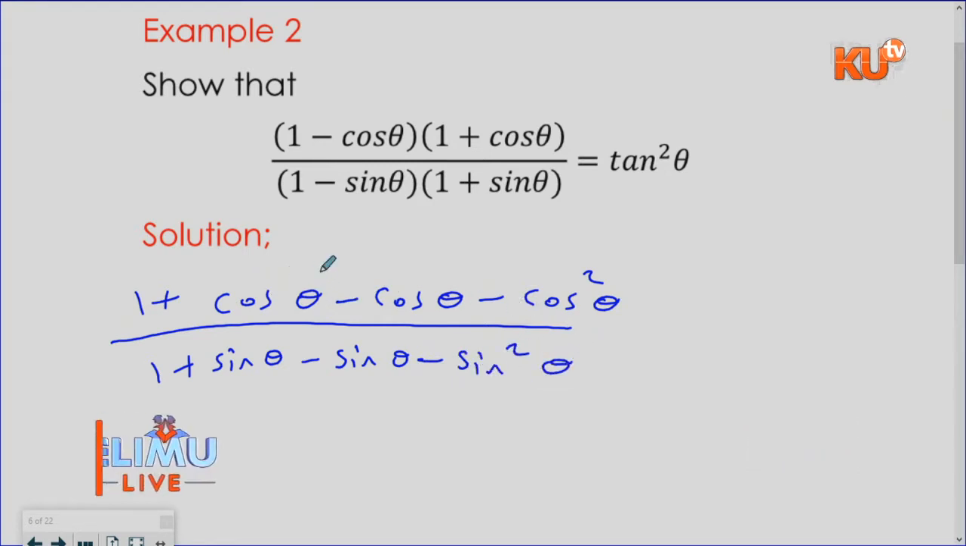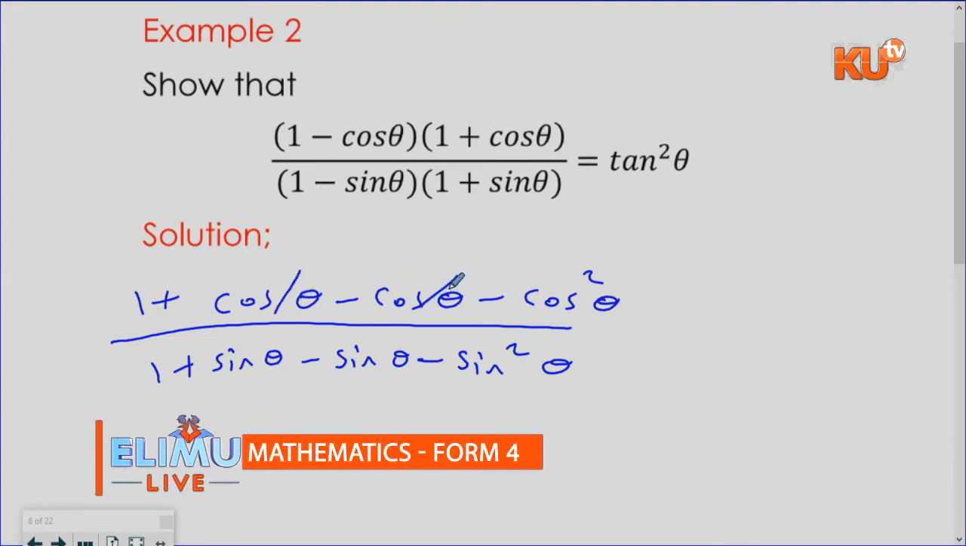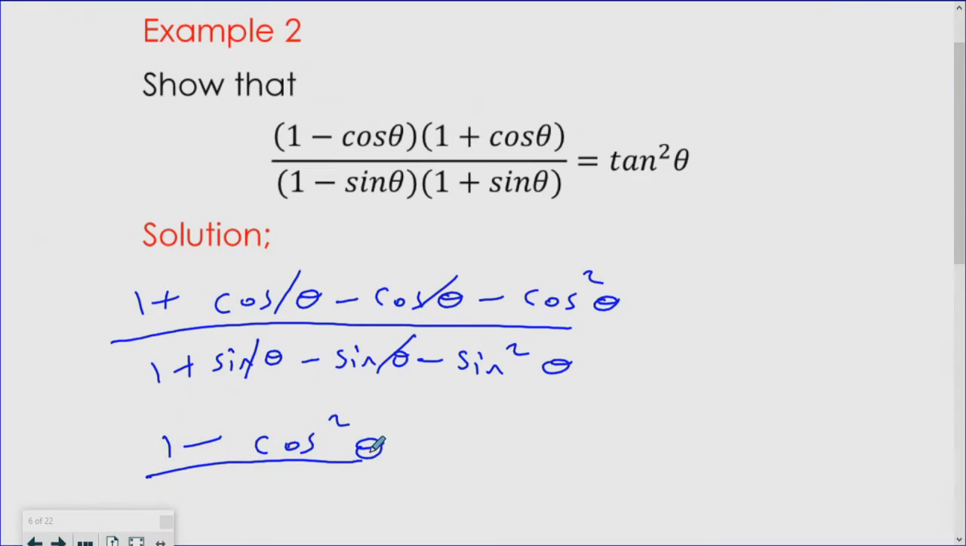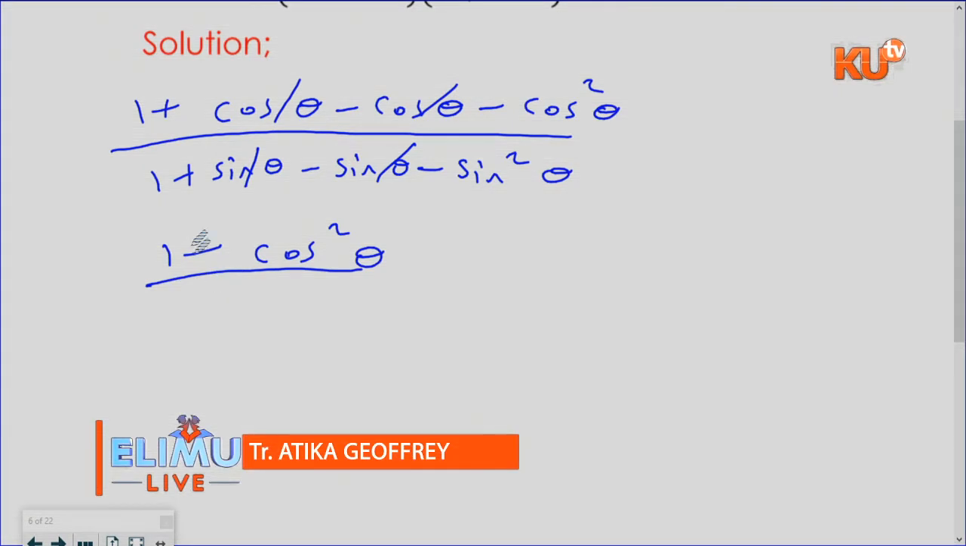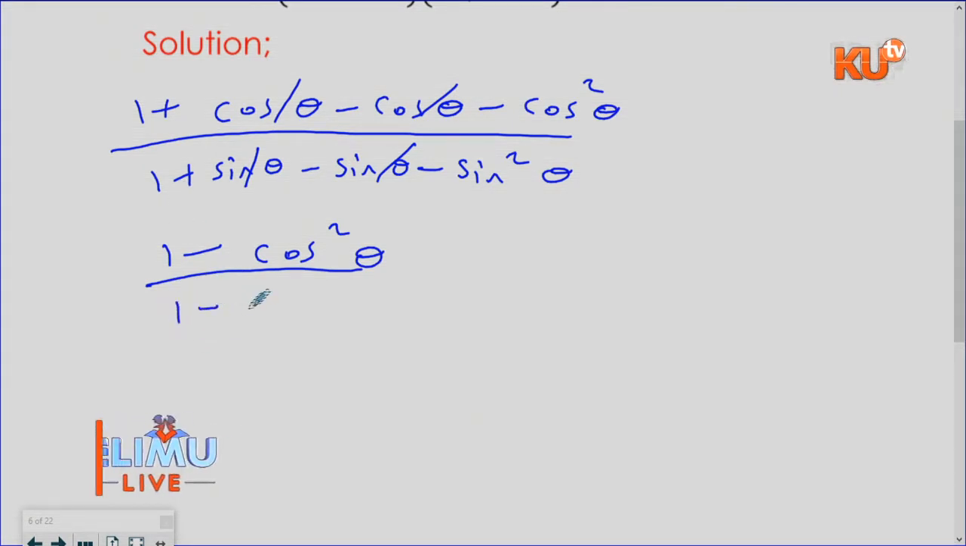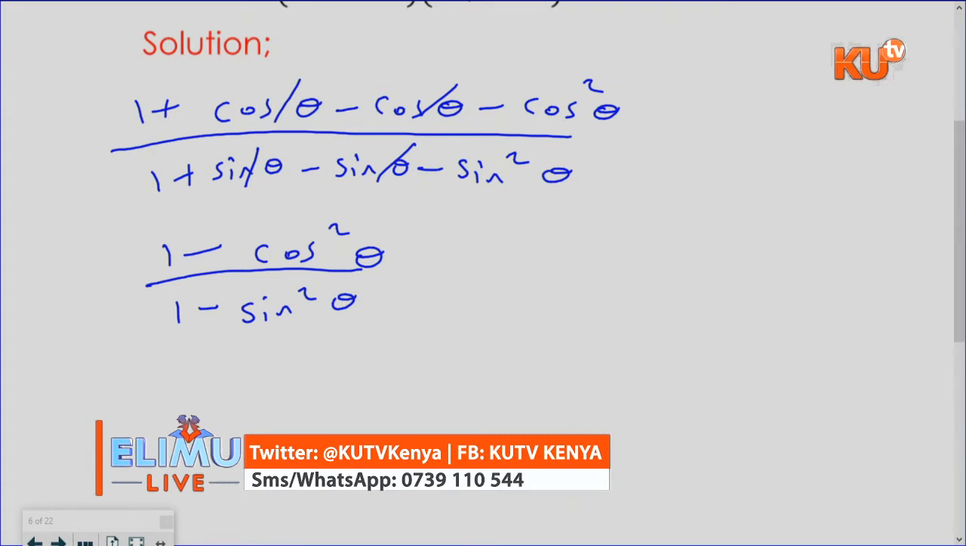Looking at this, cos theta minus cos theta, so the two will cancel out. Same to this, sine theta minus sine theta, they will cancel out. I'll be left with 1 plus negative cos squared theta. So the overall sign will be minus cos squared theta, over 1 minus sine squared theta.